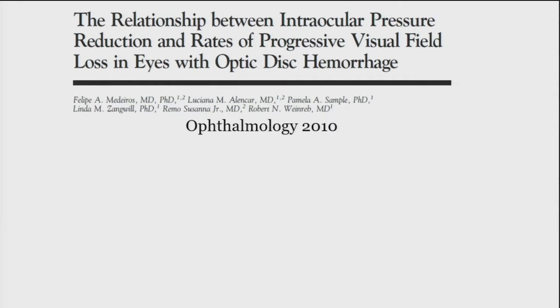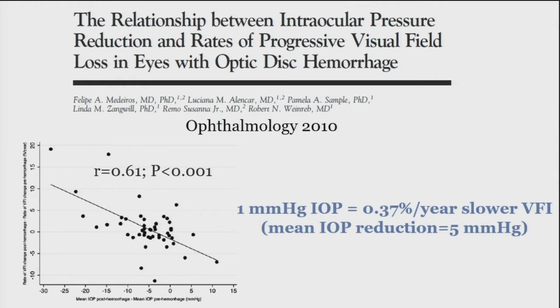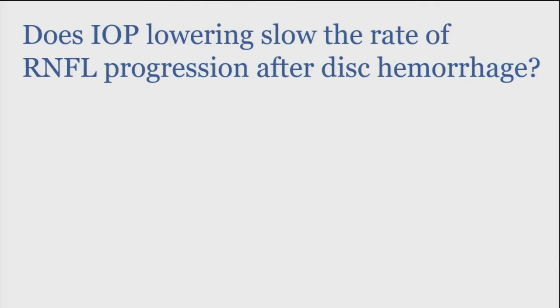So this was investigated by the San Diego group, and they showed, at least as far as visual fields, that yes, there's a significant relationship between the amount of IOP lowering and the slowing of the rate of progression after disc hemorrhage. In fact, for each millimeter of mercury, it decreased by 0.3% in the VFI. But you need to have a reduction that's very substantial, about 5 millimeters of mercury.